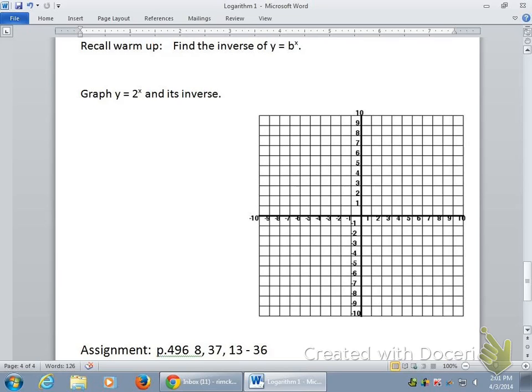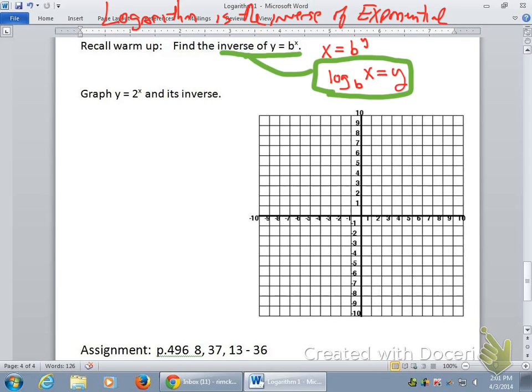All right. Here's what we're going to do. Beginning of class, you came up with a question. We came up with something that we didn't know how to deal with. Okay? We know how to deal with it now. You don't realize it, but you do know how to deal with it. So at the beginning of class, I asked you to find the inverse of y equals b to the x.